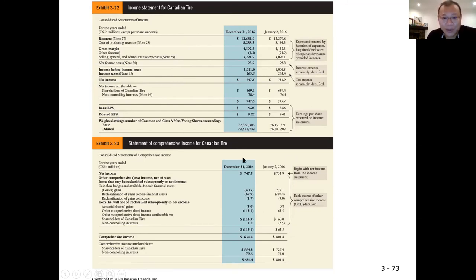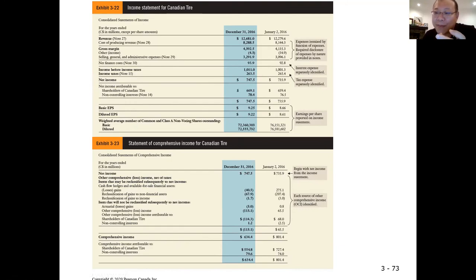And in the second component, they started from net income. This number is from here, 747.5, right? And then they considered other comprehensive loss or income. They have a bunch of items, and then they present the comprehensive income. So you can see this is an example of two components.